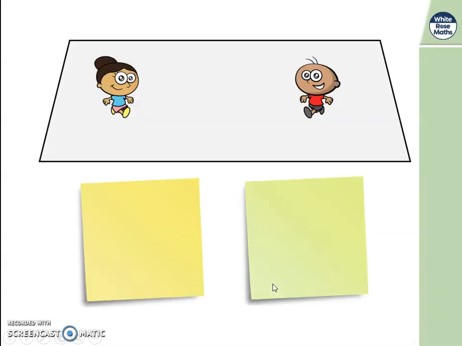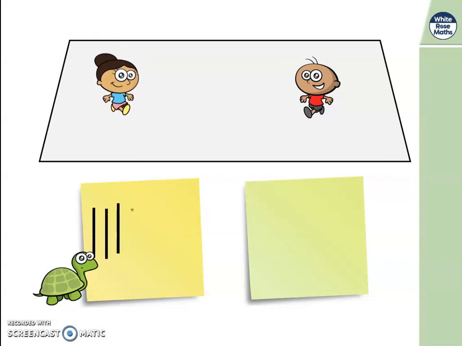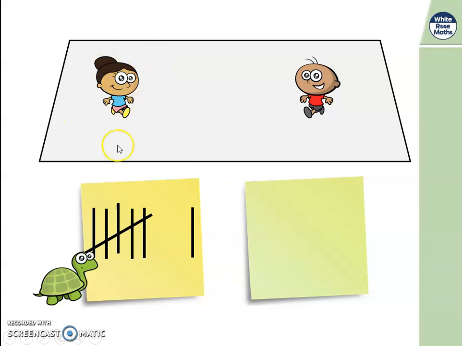Fantastic. Here we've got 2 children playing. These children are going to jump up and down, and I want you to write down a tally for how many times each child jumps. Look carefully at how they write it down because it could be different to how you've done it. So we're ready. 3, 4, 5, 6, 7. So this girl here jumped 7 times.